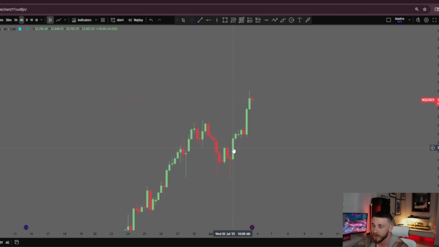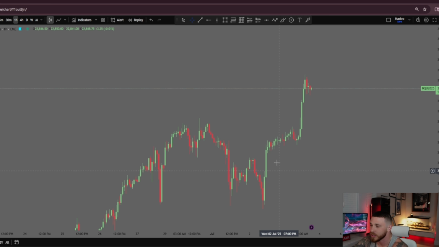So this is a 4-hour candle. This shows where price went within that 4-hour time frame. This is a 4-hour candle. Go to the 1 hour. This shows where price went within the 1 hour time frame, right?